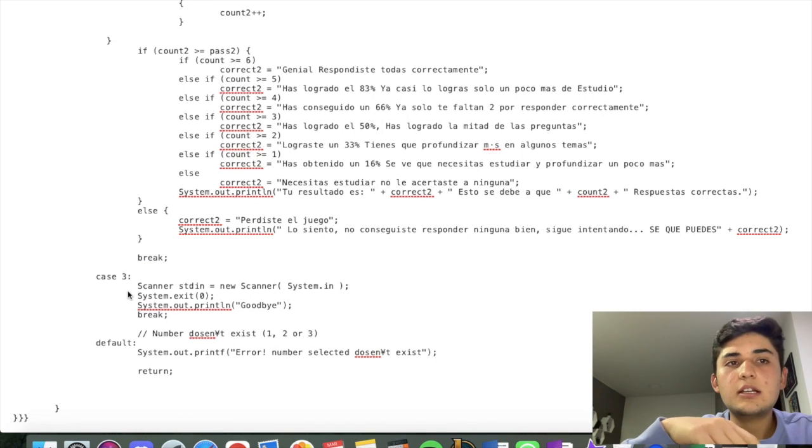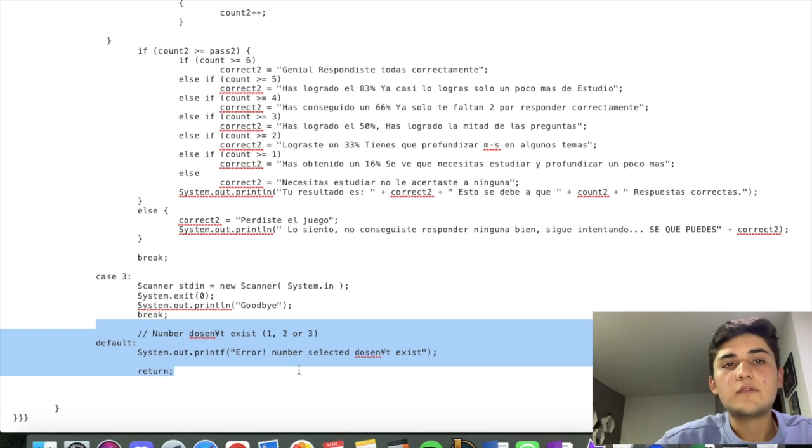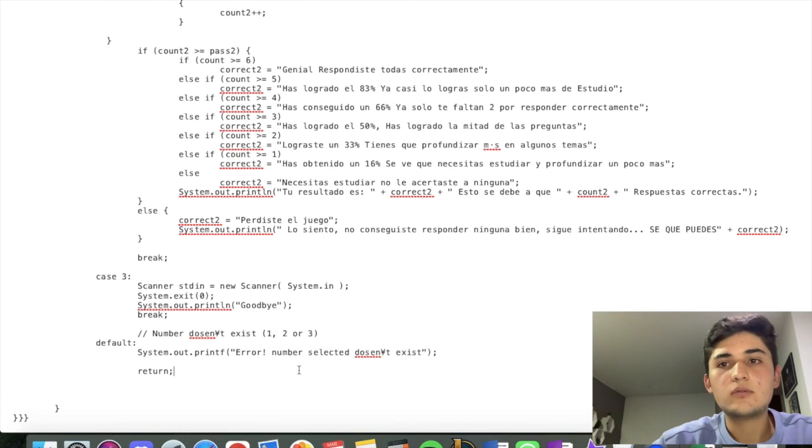In the last part I put an exit part to enter one, two, or three. If you put one, you go to case one, two goes to case two, and three to the beginning of the game.